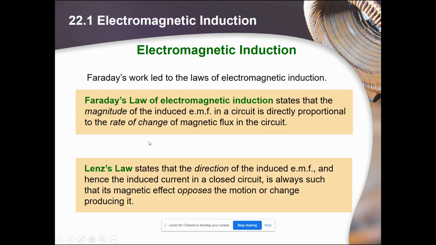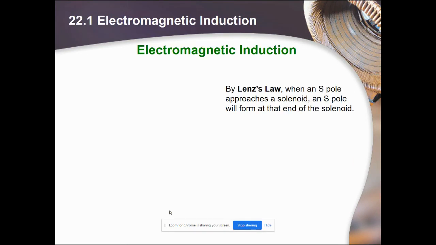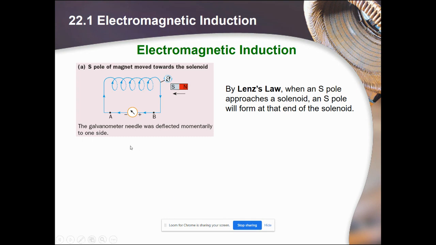Okay, the next part we are going on is the direction of the induced current, and that is given by Lenz's law. Lenz's law says that the direction of the induced EMF, and hence the induced current in a closed circuit, is always such that its magnetic effect opposes the motion or changes that produces it. So what do I mean by that? Let's take a look at this picture.